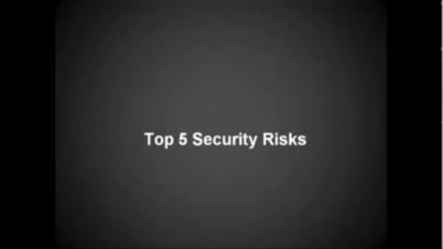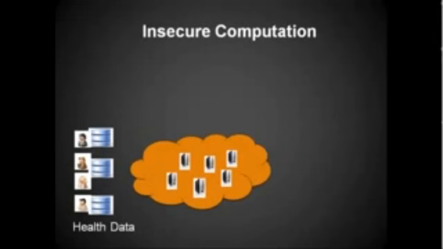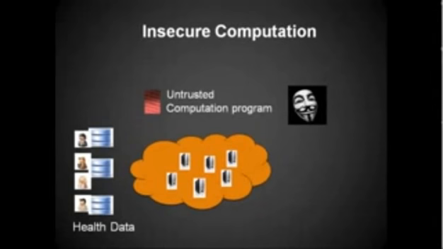Okay, so let us look into the top 5 security risks. The number 1 security risk in big data is insecure computation. What it really means is that an untrusted computation program is somehow used by an attacker and submitted to your big data solution to extract or churn out sensitive information from data sources and send the sensitive information back to the attacker. So that's what insecure computation is.